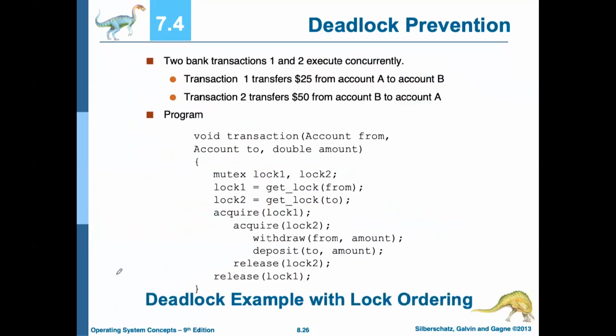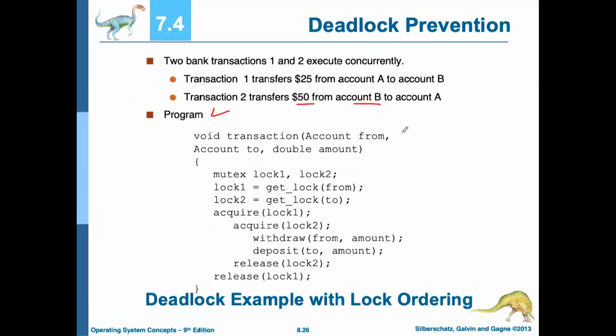Two bank transactions, 1 and 2. When 1 and 2 execute concurrently, transaction 1 transfers $25 from account A to B, and then transaction 2 transfers $50 from account B to account A. So this is the program.